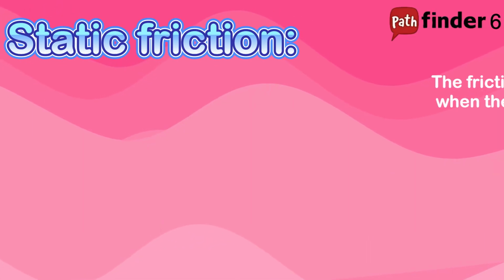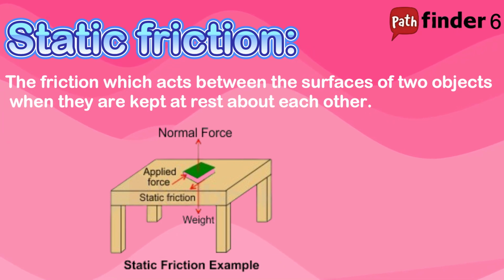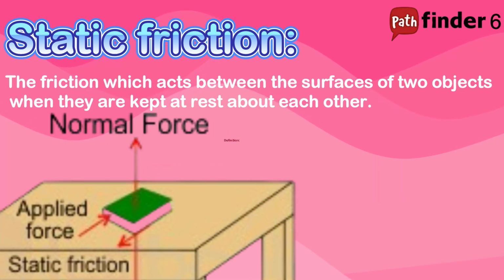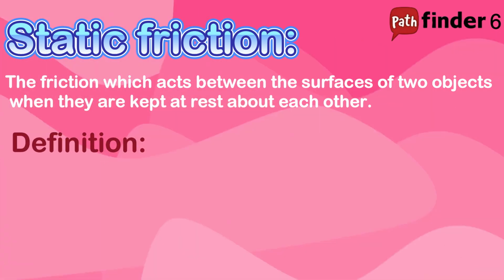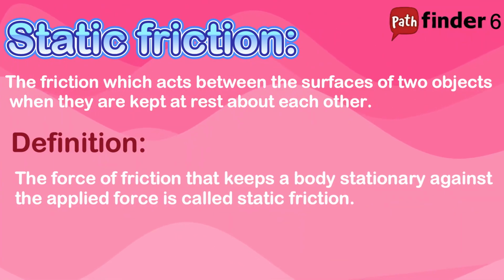Static friction. The friction which acts between the surfaces of two objects when they are kept at rest about each other. Definition: the force of friction that keeps a body stationary against the applied force is called static friction.